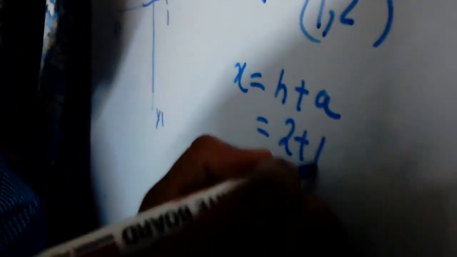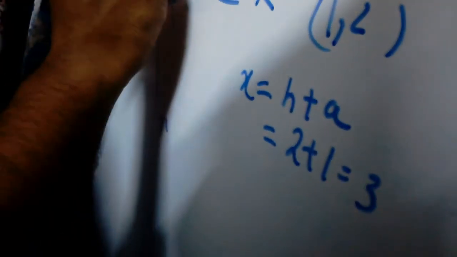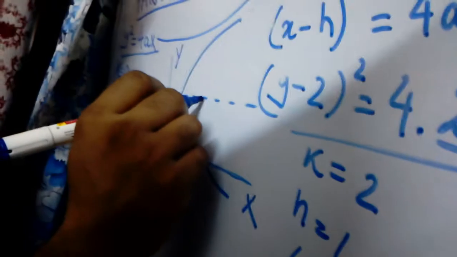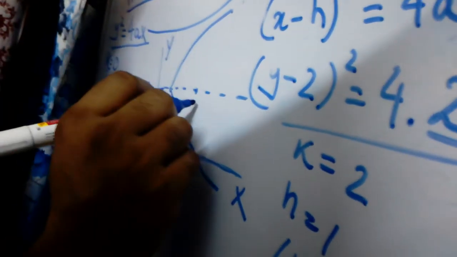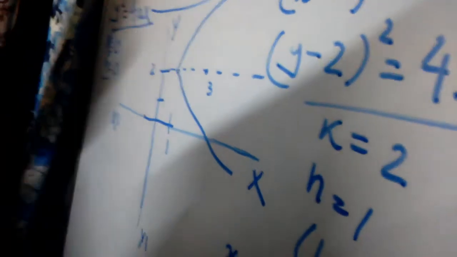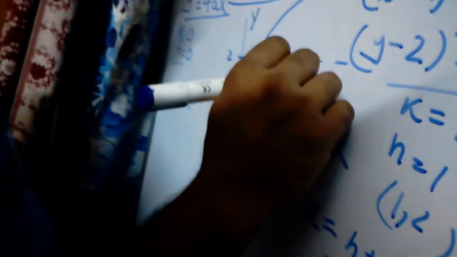Now what is 2? Comparing, this is a. So a will give the focal point. How? The x-coordinate of the focal point is h plus a, which is equal to 1 plus 2 is equal to 3. Now, if we go on like this, here 3, 2. This will be the focal point.